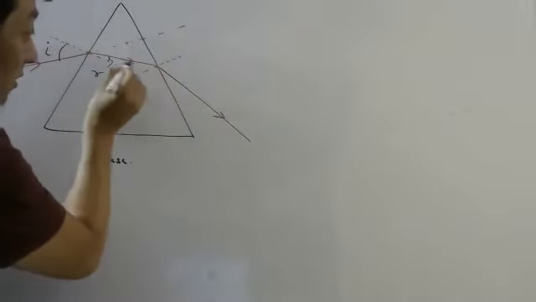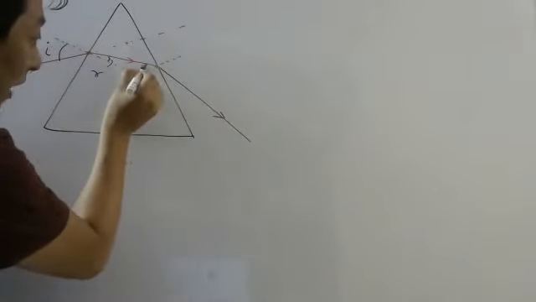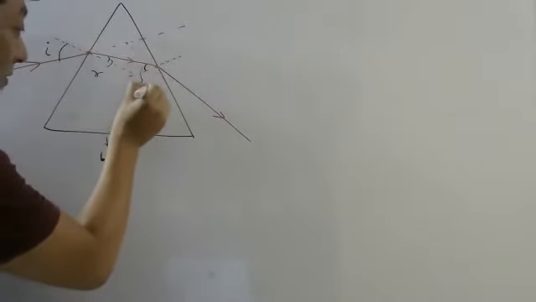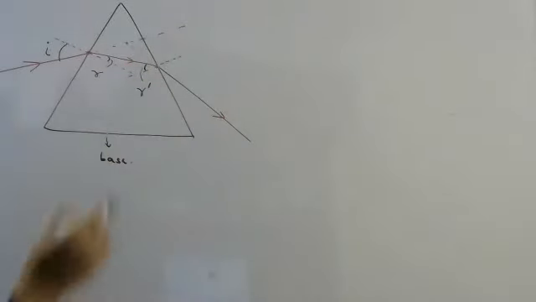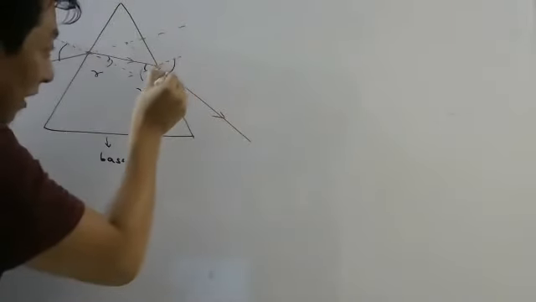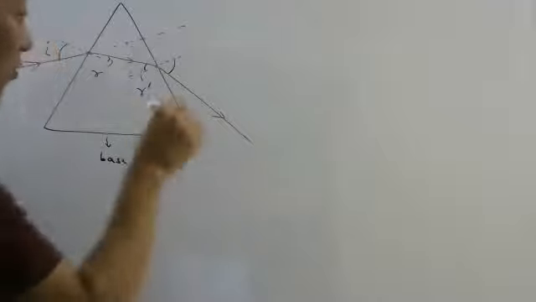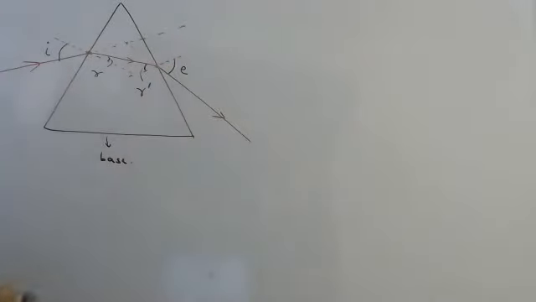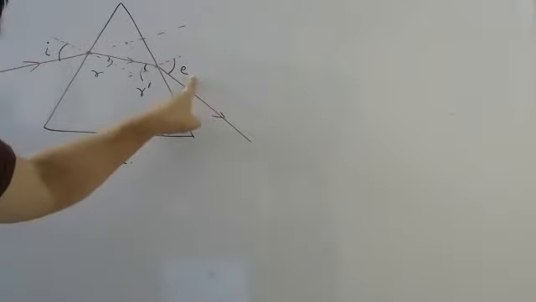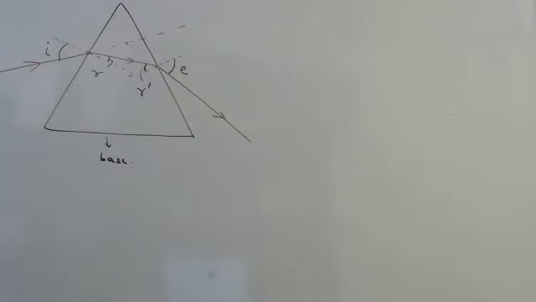Here, this is incident ray. So this should be your angle of incidence, but we write this as R dash. And this is refracted ray. This is normal. So this is your angle of refraction, but we write angle E. That is because this is emergent ray. So this angle can be called angle of emergence.